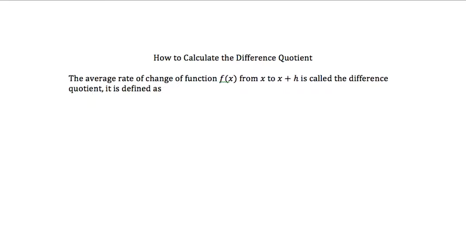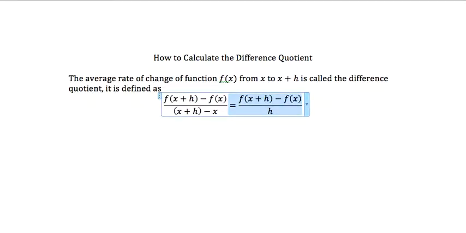It is defined as f(x plus h) minus f(x) over (x plus h) minus x. That's the definition of the average rate of change of function f(x) from x to x plus h. Now, if you simplify the denominator, you will get this difference quotient: just f(x plus h) minus f(x) over h.